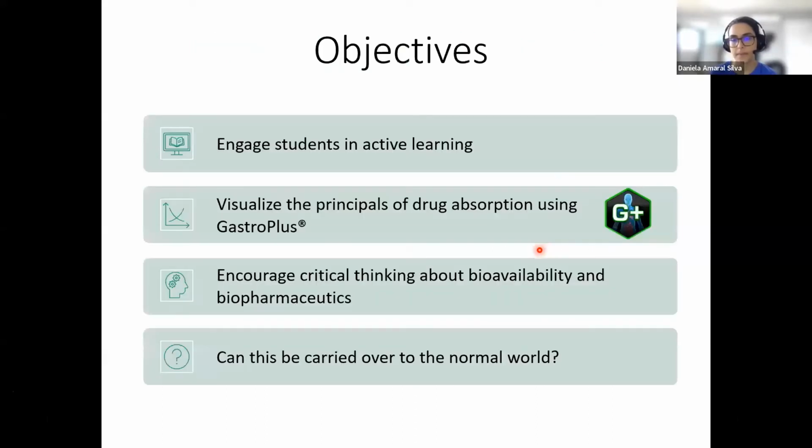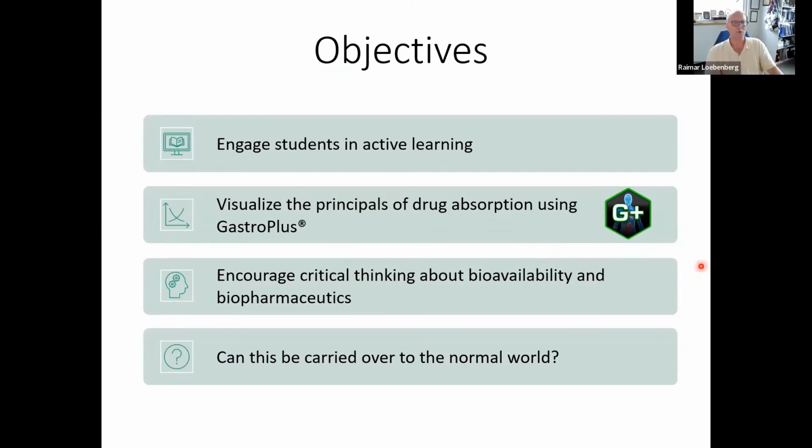Exactly. So our objectives were then, we wanted to engage the students for more active learning. And there came a discussion Daniela and myself had, can't we do a computer lab instead of a real in-person lab, where we use GastroPlus and we teach the principles of drug absorption online, but much more interactive, you know.